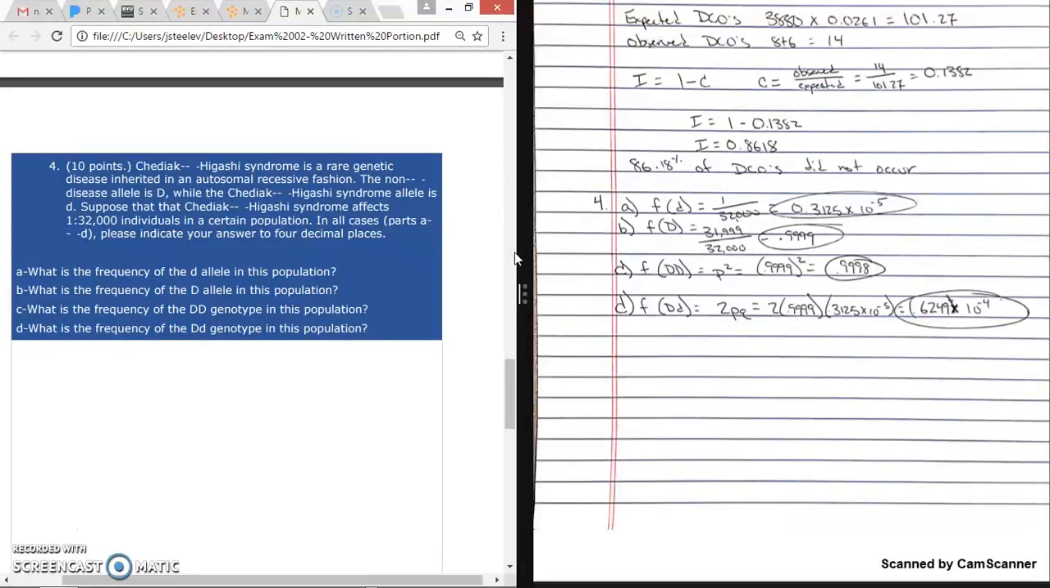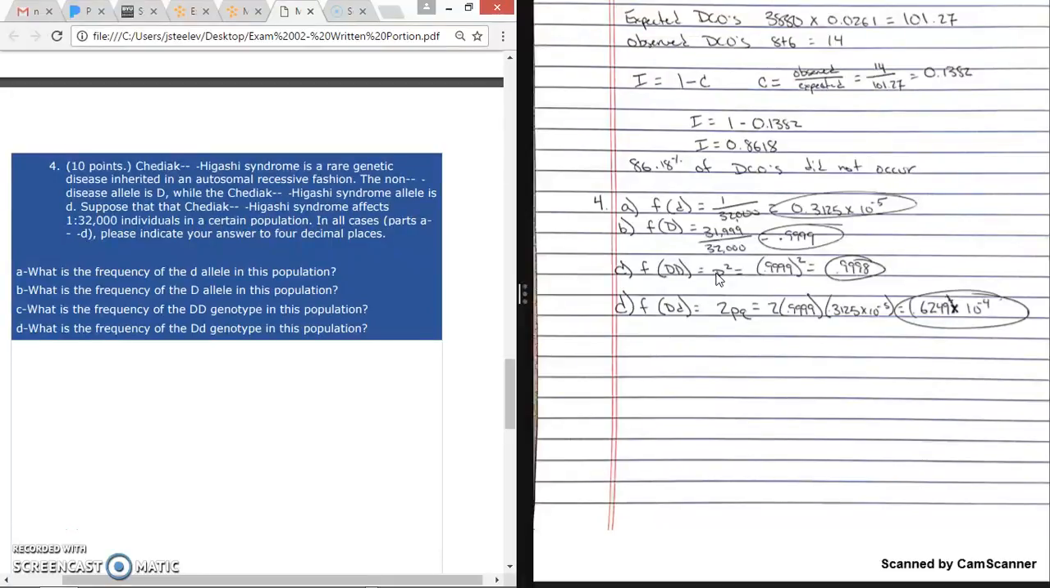Okay, for C, we have the frequency of genotypes, so we're switching to the other part of the Hardy-Weinberg equation, where it's p squared plus 2pq plus q squared equals 1. So this will be our p squared portion. So go ahead and take that frequency that we just figured out, the 0.9999, square that, should give you right around 0.9998.